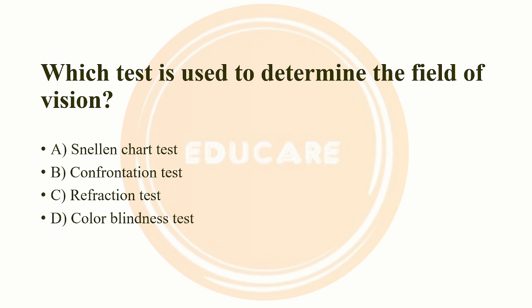Which test is used to determine the field of vision? Option: Snellen chart test, confrontation test, refraction test, color blindness test. Answer of this question is confrontation test.